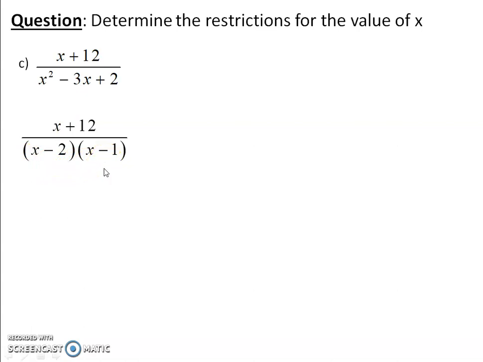If I set each one of the factors not equal to 0, you can pause it if you like and see if you can come up with the restricted values. Here, those restricted values are that x can't equal 2 and x can't equal 1. And if you went back to the original and tried plugging in 1 or 2, either one of those values would make the denominator equal to 0. So those are the two restricted values. It means that x cannot be 1, it cannot be 2. Typically, those will be listed in squiggly set brackets.